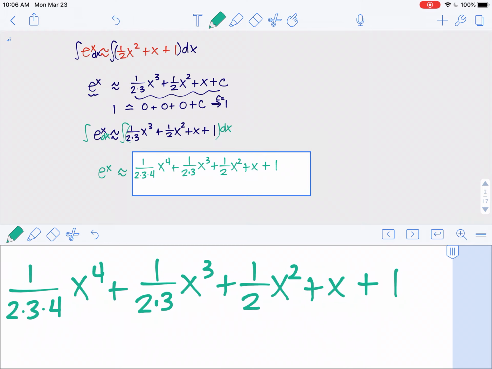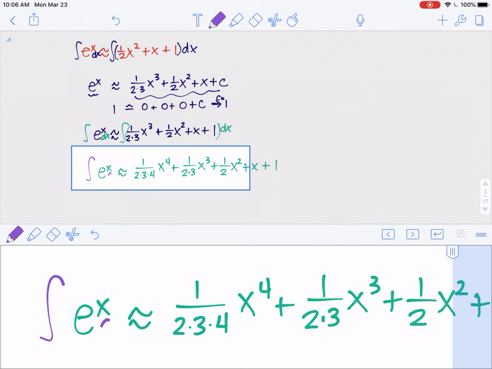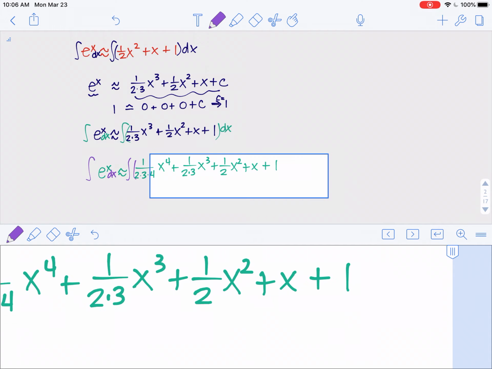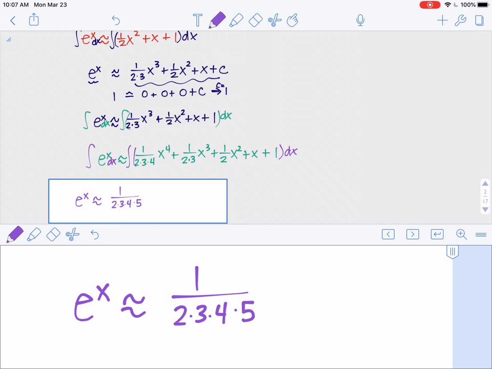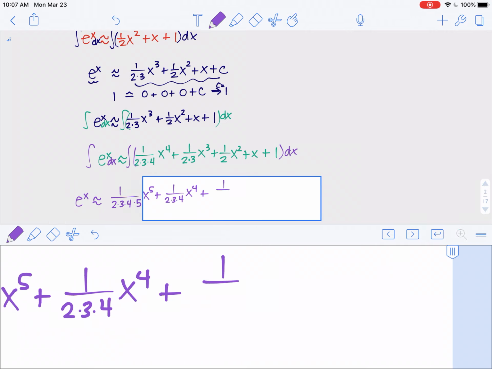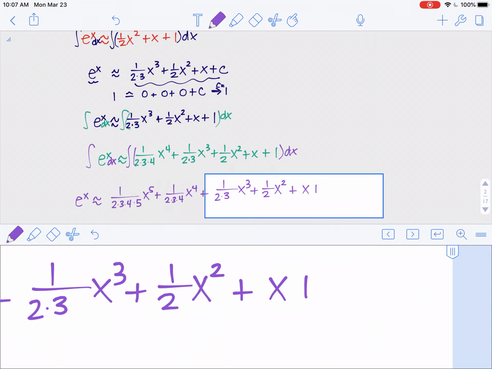Okay. Could I do it again? Of course I could. Right? Who wouldn't like to do this again? So let's see. I have e to the x is approximately, this would be the 2, the 3, the 4 that was already there, and then divided by the new power, so then times 5, x to the 5th, plus 1 over 2 times 3 times the new power 4, x to the 4th, plus 1 over 2 times 3 x cubed, plus 1 over 2 x squared, plus x, plus the c value that we know would be 1.